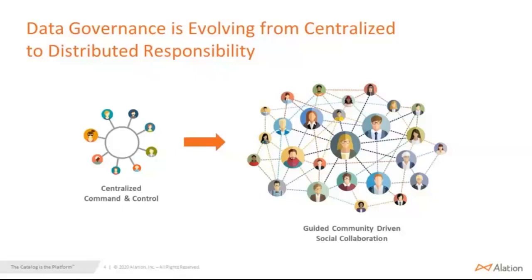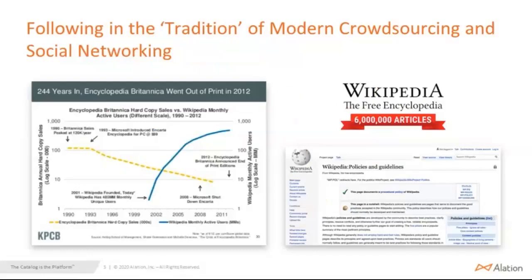So with that in mind, we don't think it's unusual that we would see this shift, this transition, this evolution. We've seen this in many other industries. To call out one example I'm sure many of you are familiar with, in the print and encyclopedia industry, the long-standing, venerable Encyclopedia Britannica was in publication for 244 years.